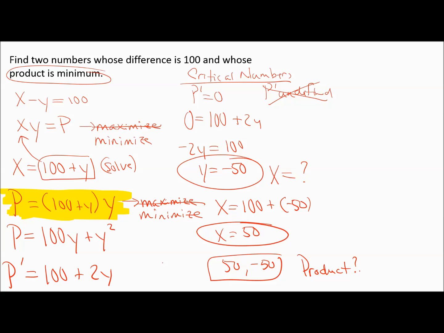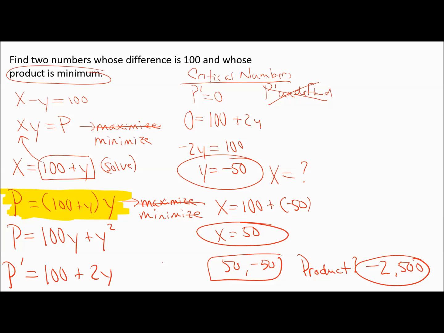Now, does it make sense? Is that the lowest possible product that you could get if you multiply numbers together that subtract to give you 100? Well, what if we did 200 minus 100 would give us 100, right? Well, 200 times 100 is way bigger than negative 2,500. Or you could do 0, right? 100 minus 0 is 100. 100 times 0 is 0. That's definitely not smaller than negative 2,500.